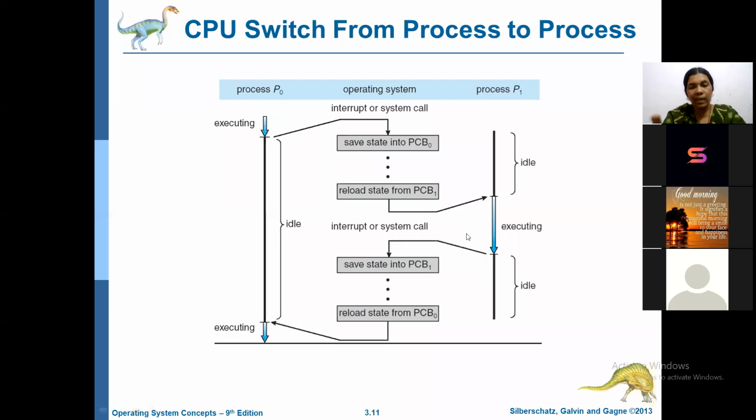So accordingly you will decide the priority, and what you will do is you will switch from the lower priority process to the higher priority process, right? So accordingly the switching will be going on. It is also applicable in our real life.